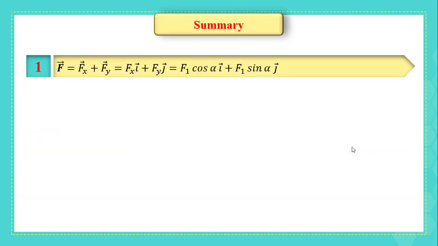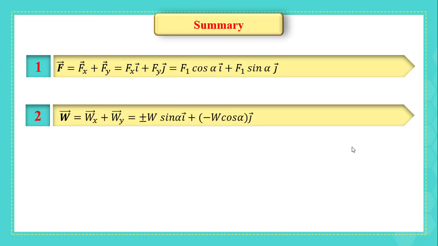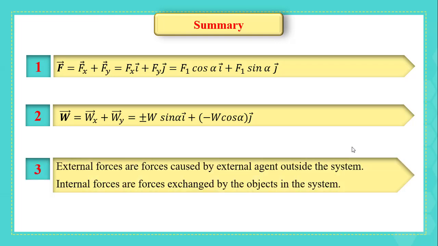Let's now sum up. F can be written as F1 cosine alpha i plus F1 sine alpha j. Weight can be written as plus or minus W sine alpha i plus minus W cosine alpha j. And external forces are forces caused by an external agent outside the system. Internal forces are forces exchanged by the objects in the system.